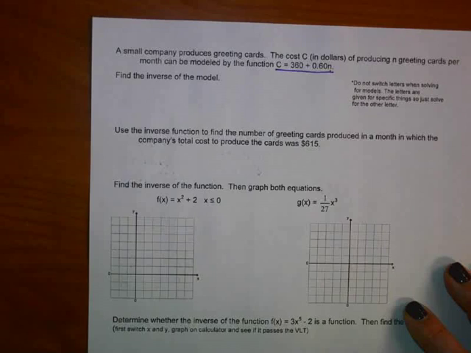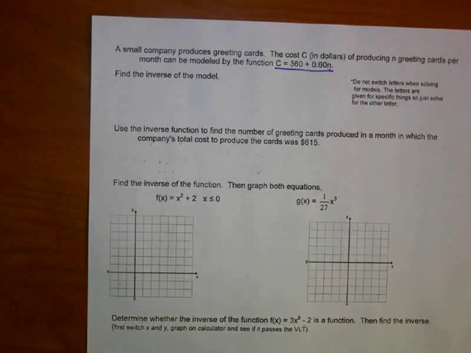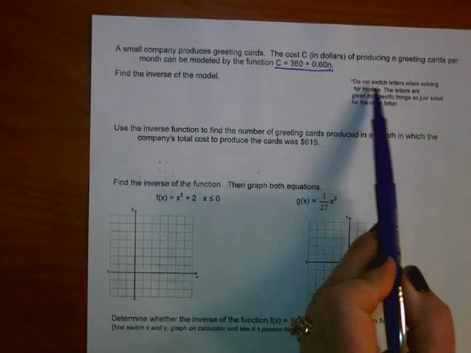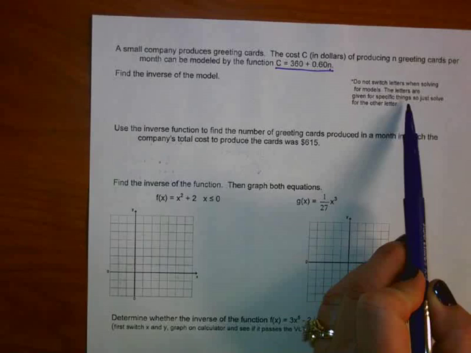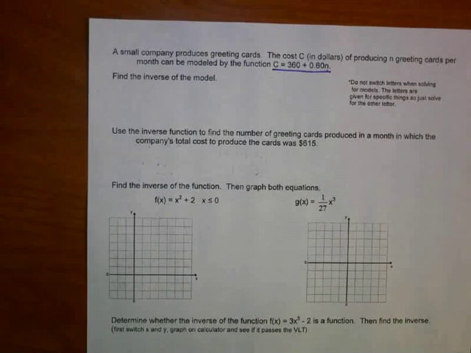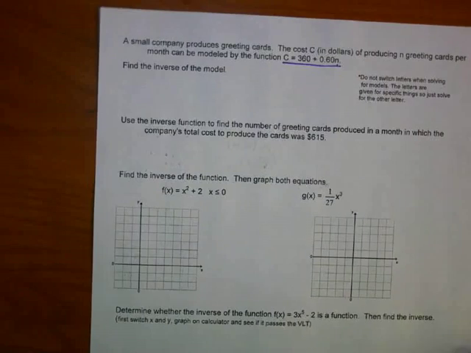Why could you not switch the variables when you're talking about a particular model? Because you're switching what they mean. Do not switch letters when solving for models. The letters are given specific things, so just solve for the other letter, and I'll show you what I mean. Find the inverse of the model.